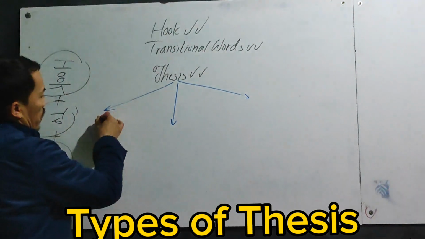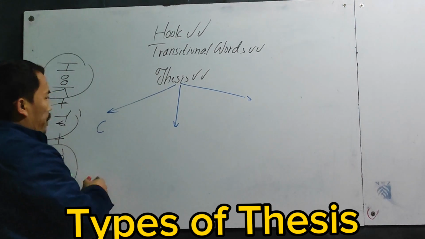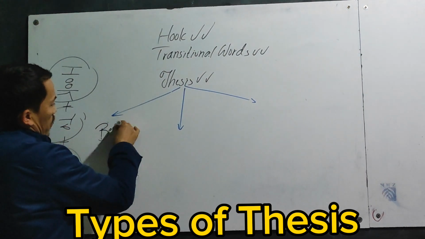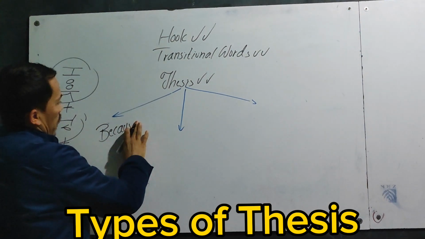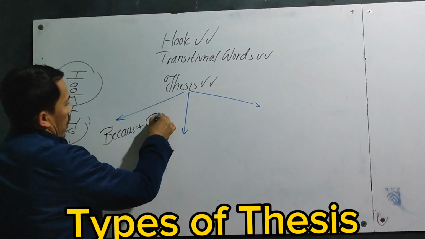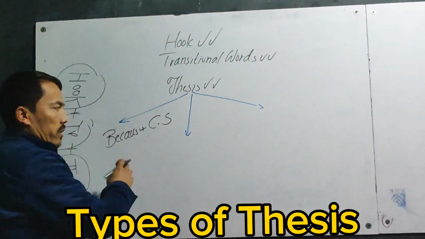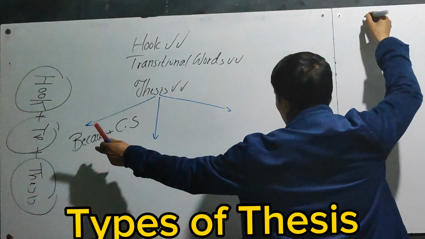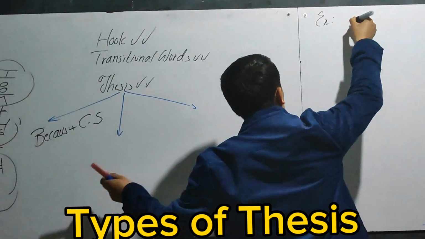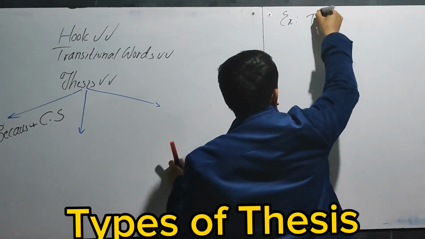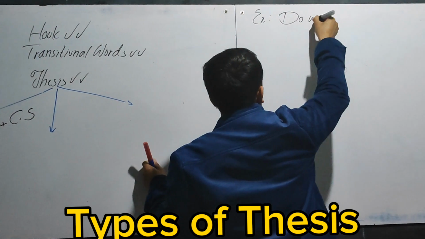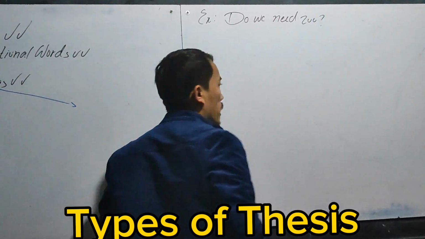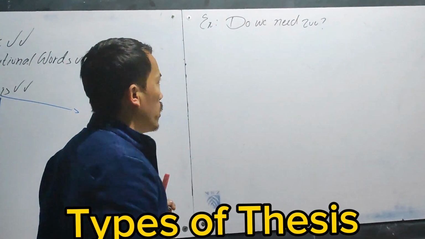Number one is using the word complex or complex sentence. We write because plus a complex sentence. It was the first way. For example, I want to write an example with the first one here. For example, I told that do we need zoo? Is this a hook or no? Yeah. Do we need zoo?